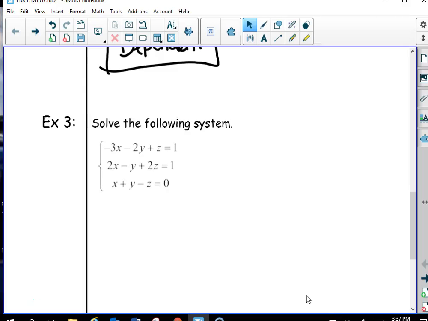When I look at the x's, that looks like it's going to take some manipulation to cancel the x's. When I look at the y's, this is looking better. I've got a positive y, I've got a negative y, and a negative 2y. And when I look at the z's, that's also kind of the same thing. So my plan is to eliminate the x's, or sorry, the y's.